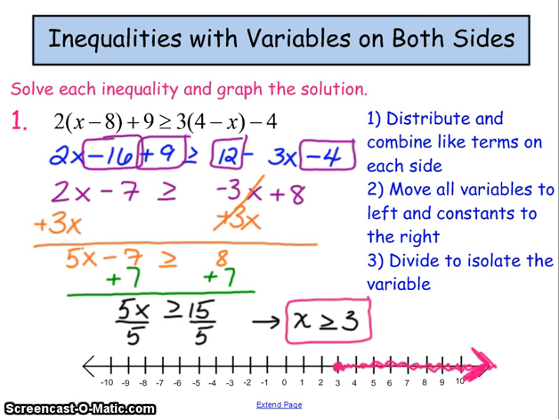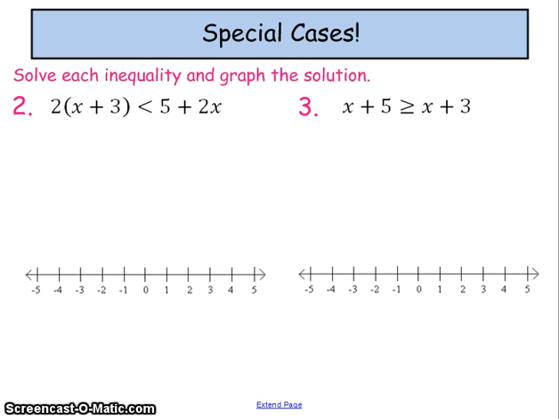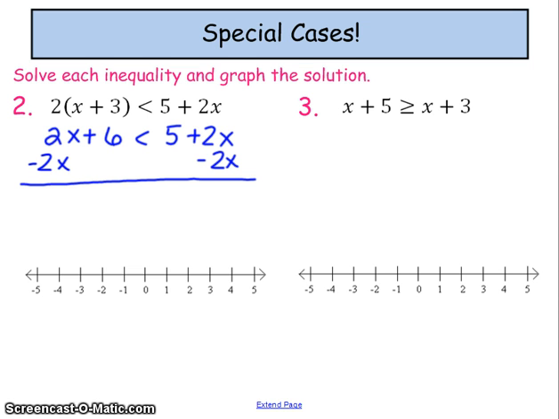What we're going to look at now are two special cases. So again, we're going to solve each inequality and graph the solution. So in number 2, the first thing I do would be to distribute, which gives me 2x plus 6 is less than 5 plus 2x. Then I want to move all of my variables to the left, so I'm going to subtract 2x on both sides. And when I do that, my 2x's actually cancel out on both sides, leaving me with 6 is less than 5. Now, the funny thing about 6 is less than 5 is that that's false.